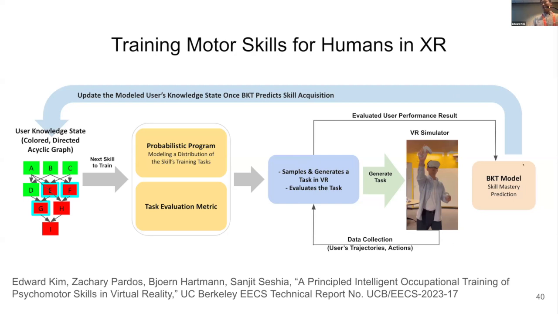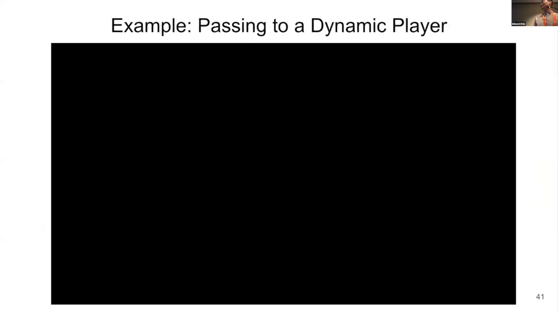And then regarding this part on the right side, it's basically inferring its belief state of whether the human has actually acquired the skill or not. I wouldn't go too much into that detail.